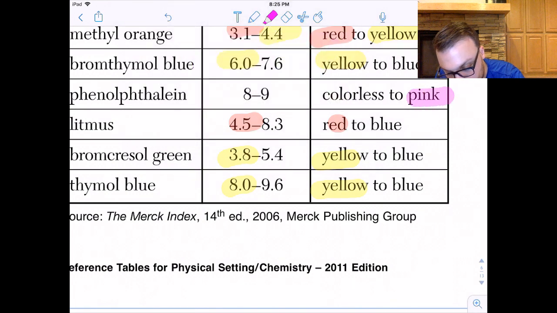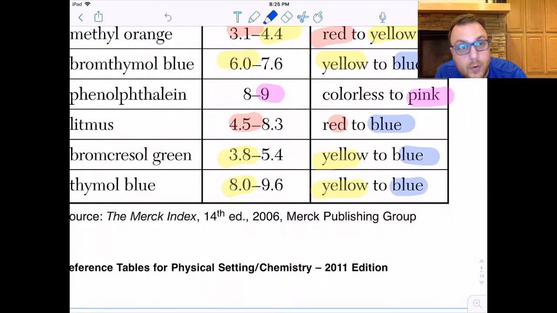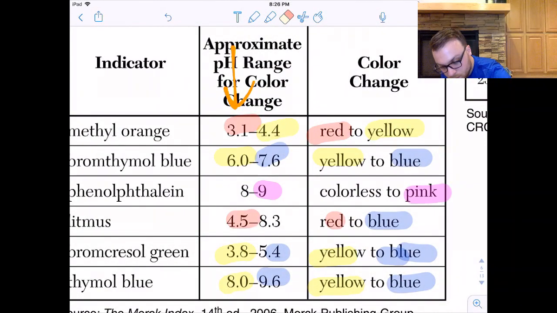So, how do I read Table M? Everything on the left-hand side: at a pH of 3.1 or lower, methyl orange will be red. At a pH of 6.0 or lower, bromthymol blue will be yellow. At a pH of 8 or lower, phenolphthalein will be colorless. Litmus, 4.5 or lower, red.